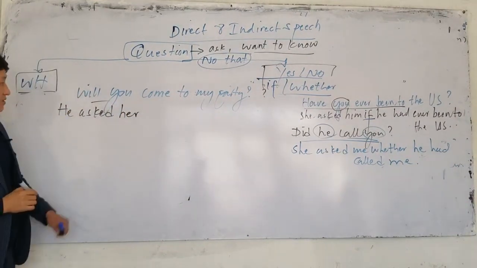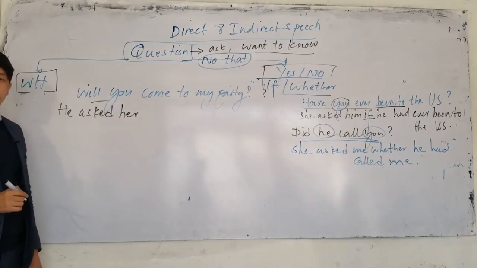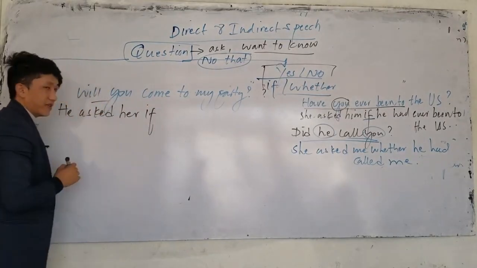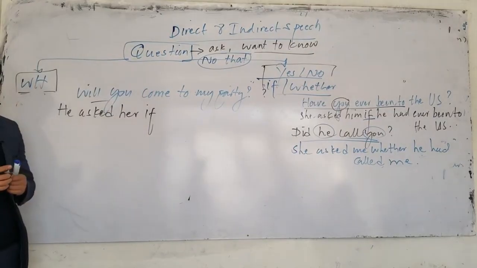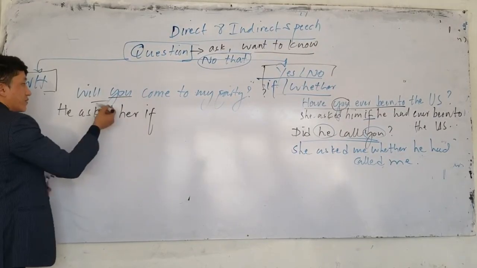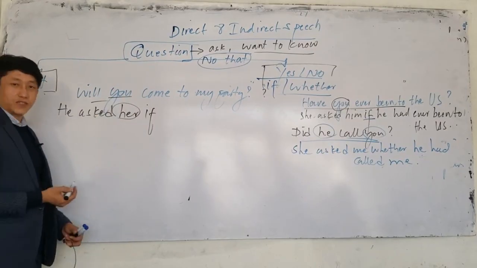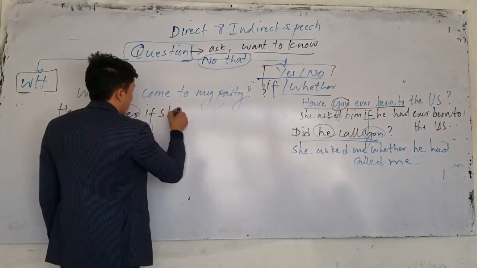Now, what tense is this? Will you come to my party? What question is this? A yes no question. What should I use here? We use if. Now, after if, we use the subject. What is the subject here? You. You is the second person that changes according to the object. What is the object here? Her. So you changes to? She. If she, what tense is this?